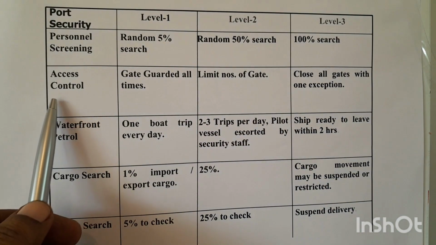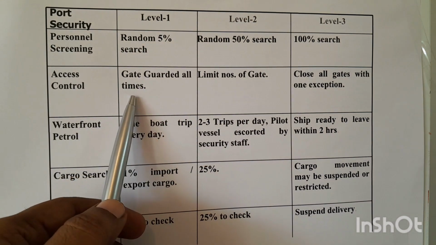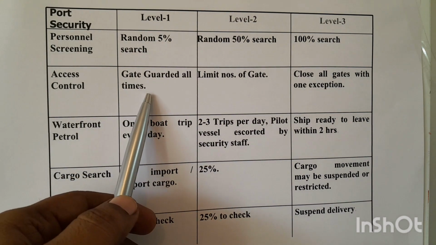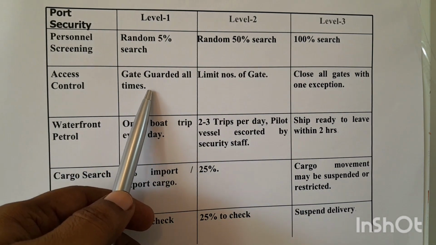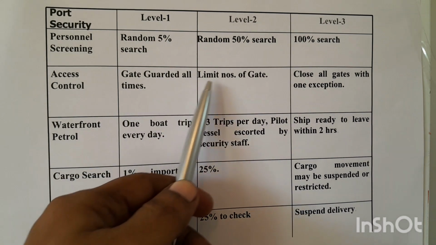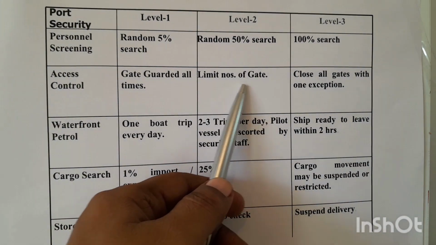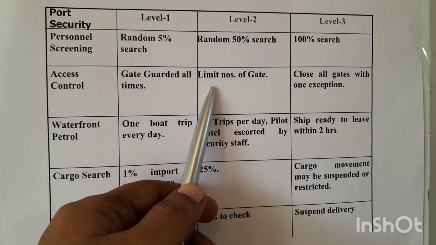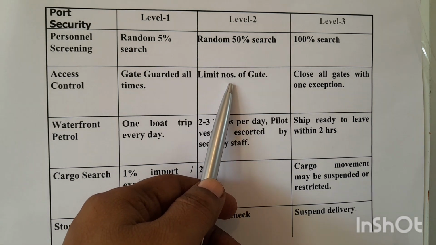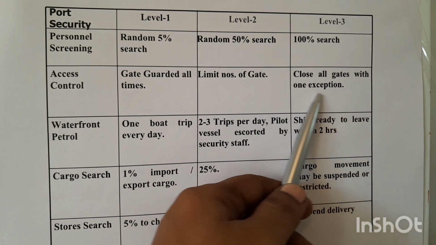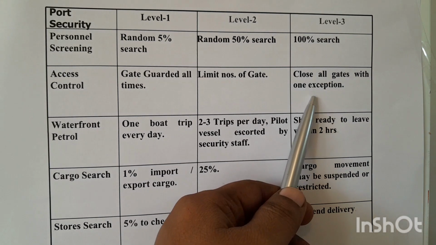Access control means entry point: gates guarded all the time. Anytime you go to the port, 24/7, throughout the year, gates will be guarded. That is the lowest level. Level 2, limited number of gates. If there are, let us say, 5 gates, limit it to only 2 open and 3 will be closed. Close all gates with one exception in case of level 3.